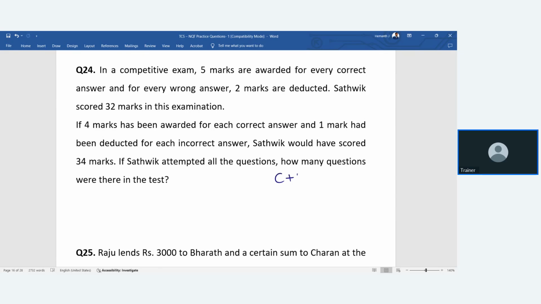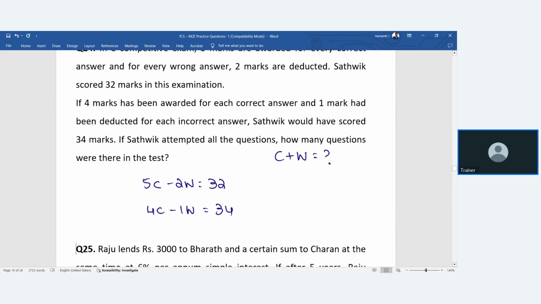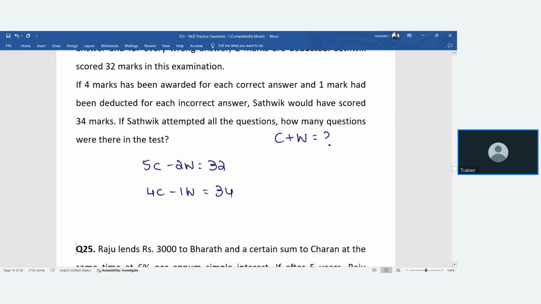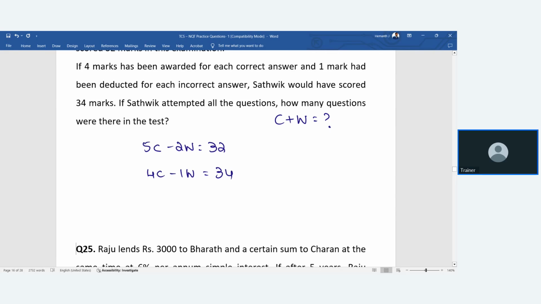So correct questions plus wrong questions is totally equal to how much? As per the first one, 5 marks for correct, 2 marks deducted for a wrong answer, and at that time the candidate got 32 marks. Next one, 4 marks for correct, 1 mark for wrong, and at that time he got 34 as the score. Now from this you have to calculate C and W, then finally C plus W. Why C plus W? It is how many questions are in the exam. It's not about how many correct questions you attempted; correct plus wrong, both we need.